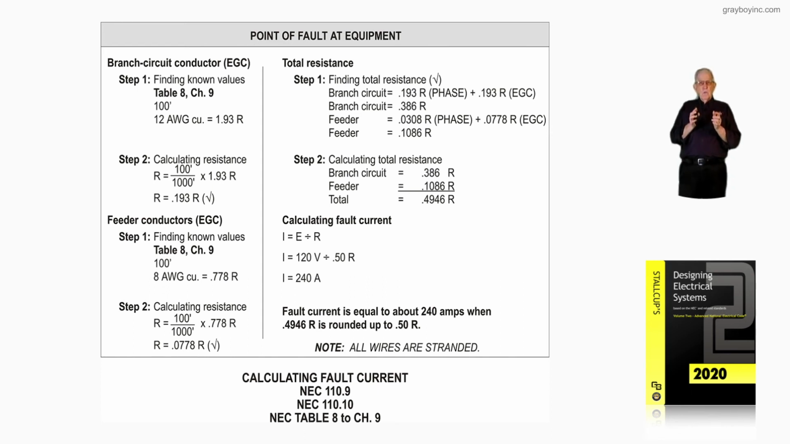So what we're doing here in the 0.4946, we round up to 50. You always round it up. And divide that into the voltage to ground, and you get a very, very close calculation of what would be there. So just in your mind, think, if I took that branch circuit out and got a fault at the feeder location, it's going to be higher. Take the feeder out, get back at the service, and it's going to be much higher.